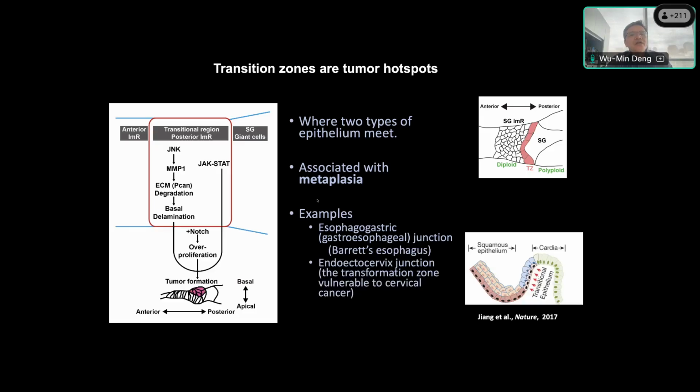This transition zone concept is actually not an invention in flies. In mammalian systems and human cancer biology, people have identified the esophagogastric junction and the endo-ectocervical junction. Those are where two types of epithelium meet. They are regions highly prone to a type of pre-malignancy called metaplasia, and one of the famous examples is Barrett's esophagus. So we created this transition zone tumor model to understand how tumors get started.